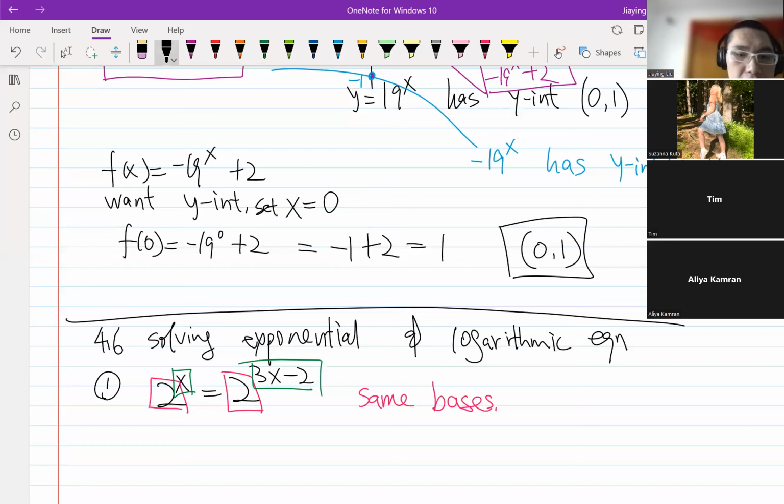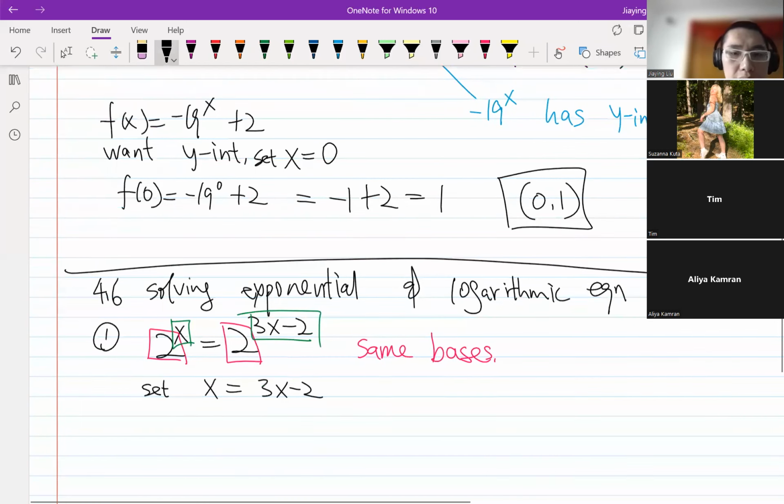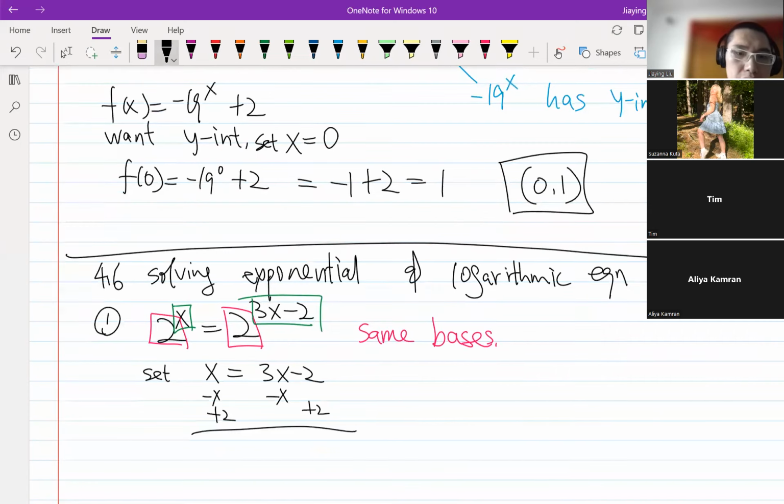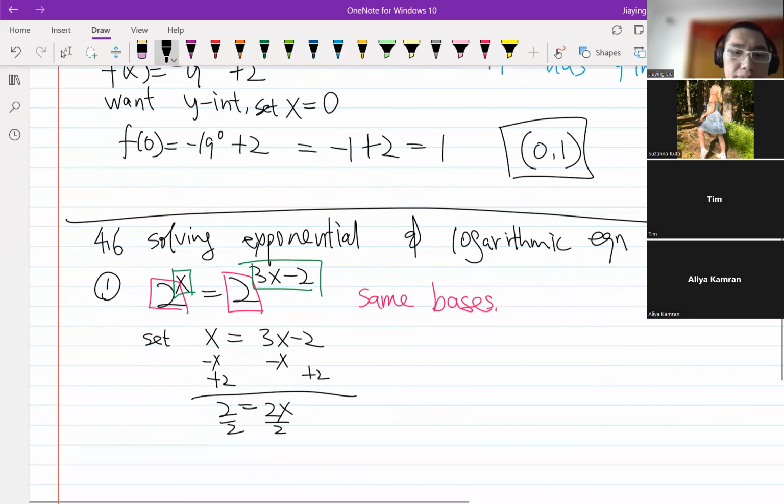So we set the exponents equal: x equals 3x minus 2. Then we can quickly solve for x: subtract x on both sides, add 2 on both sides. So x minus x equals 0, plus 2 gives me 2. And then 3x minus x is 2x. Now we divide by 2. So we get x equals 1.